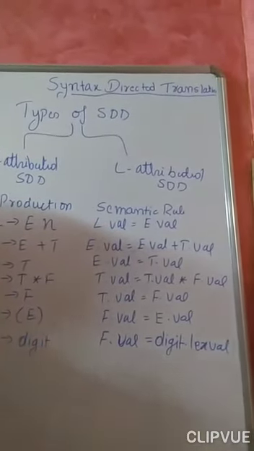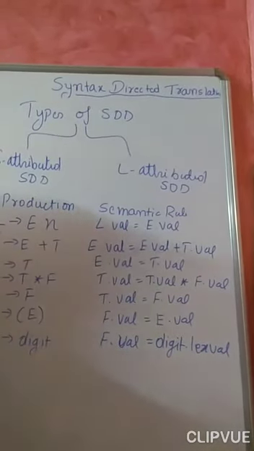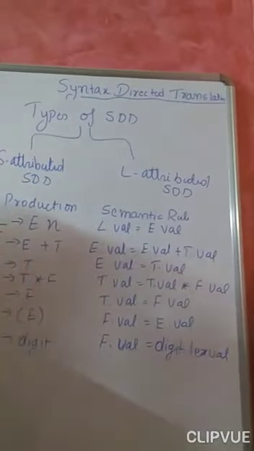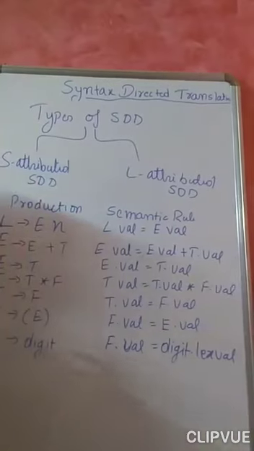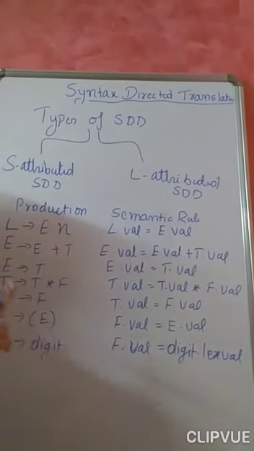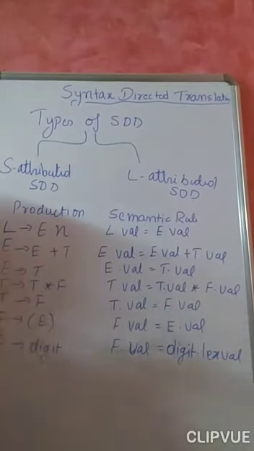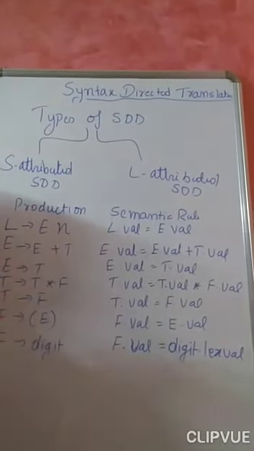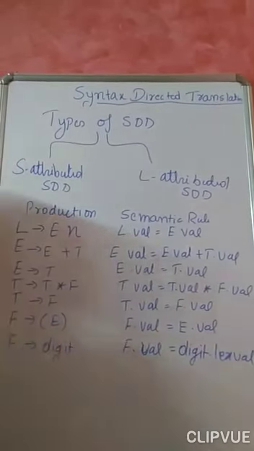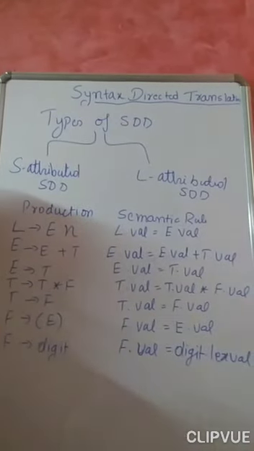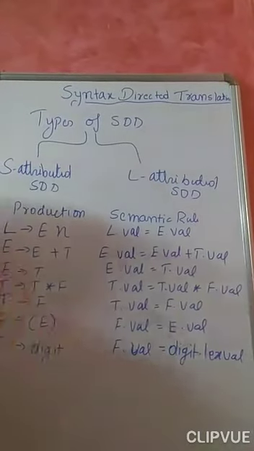So now you got the difference between the synthesized attribute and an inherited attribute. Now based on that, there are two types of SDD you can have. One is an S attributed SDD, the other one is an L attributed SDD. As the name indicates, S attributed SDD is a syntax directed definition grammar where all the attributes are synthesized attributes. There are no inherited attributes in this SDD. That is called an S attributed SDD.